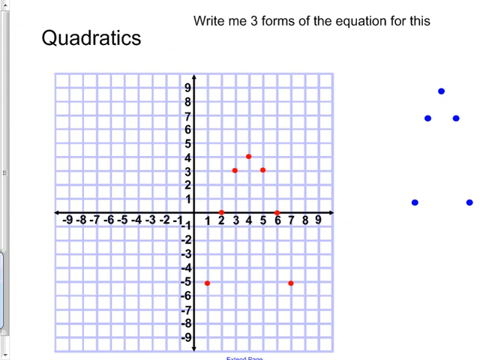Write me 3 forms of the equation. Here is a nice little practice problem. You've got an upside down parabola, and I can write an equation for that pretty easy if I just look at the 2 and the 6. You should be able to write me an equation like that. Write me the equation for it. Y equals... Do you have x minus 2 and x minus 6?